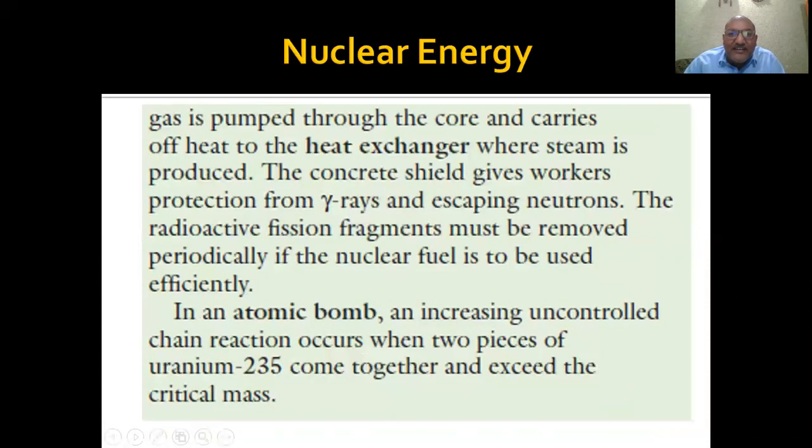Carbon dioxide gas is pumped through the core and carries off heat to the heat exchanger, where steam is produced. The concrete shield gives workers protection from gamma rays and escaping neutrons. That whole plant is covered in a very thick wall of concrete.